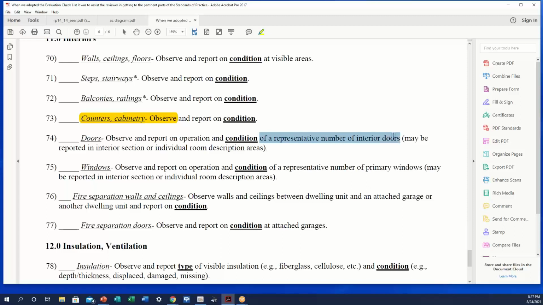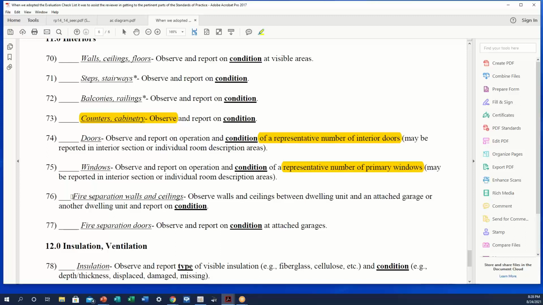representative number. There it is. I feel better. Thank you, everyone. Report on an interior section. I really thought on exterior doors it was just representative, but it's all. Okay. Windows, report on operation and condition of a representative, I can do that, a primary window. Whoa, wait a minute. So if I have one window in a bedroom, I have to check it. That's what it's telling me. See? So some of you may say, well, I'm doing a representative amount. I'm going to skip 3 bedrooms and just move on.